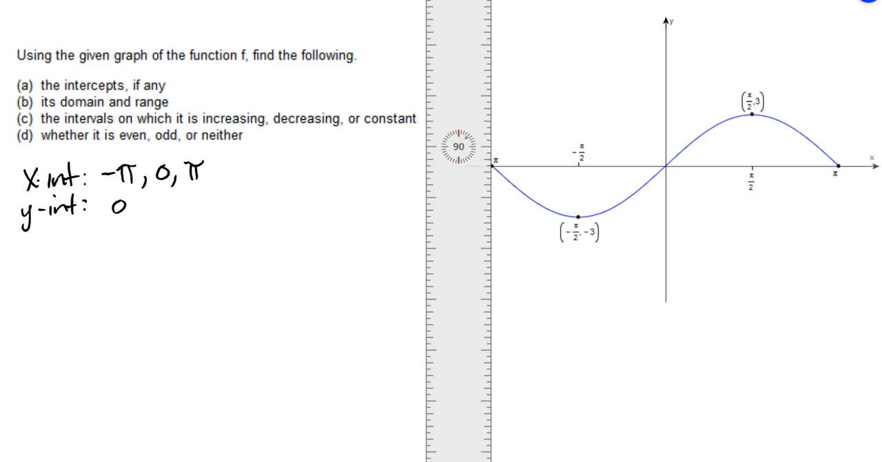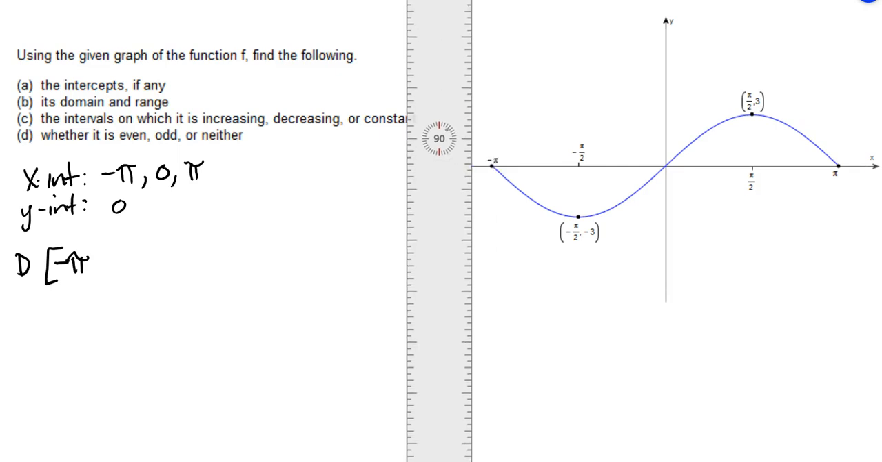The first time my vertical pencil or my vertical ruler hits the graph will be at negative pi. So my domain starts at negative pi. And then I want to decide if that point is included in the graph or not included. Because this one has a filled in dot at that point, it's included, and I'll use a bracket on that point.